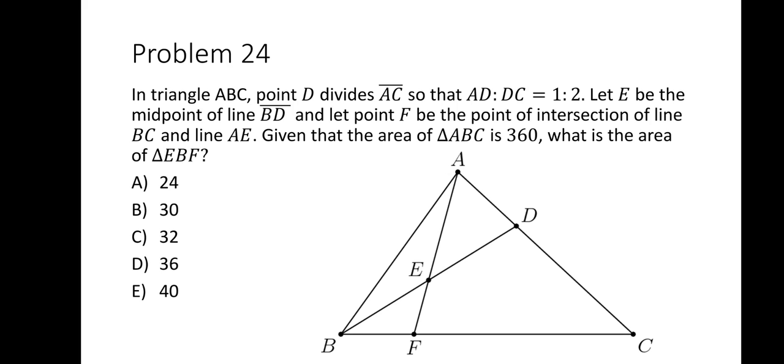Let's go on to problem 24. Personally, I thought this one was the hardest one on the test, but that's just me. In triangle ABC, point D divides line AC so that AD over DC equals 1 to 2. Let E be the midpoint of line BD, and let F be the point of intersection of line BC and line AE. Given that the area of triangle ABC is 360, what is the area of triangle EBF? A 24, B 30, C 32, D 36, and E 40.